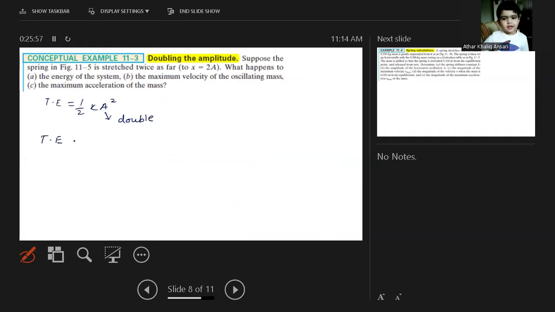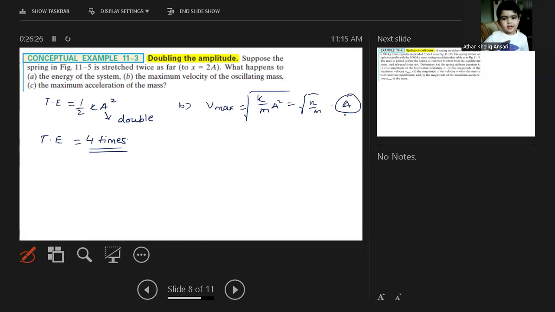Total energy will become, A changes to 2, meaning 4 times. Total energy will increase to 4 times because A is changing to 2, and 2 squared is 4. They are saying maximum velocity. Part B, maximum velocity. What is the equation? Radical K over M times A squared. I can also write radical K over M into A.